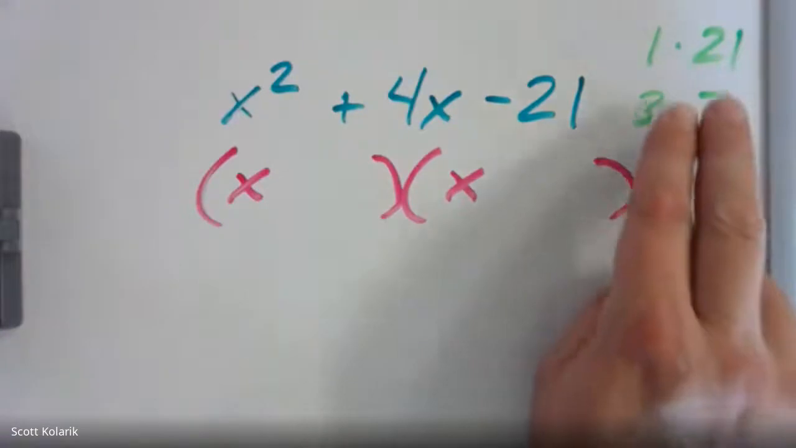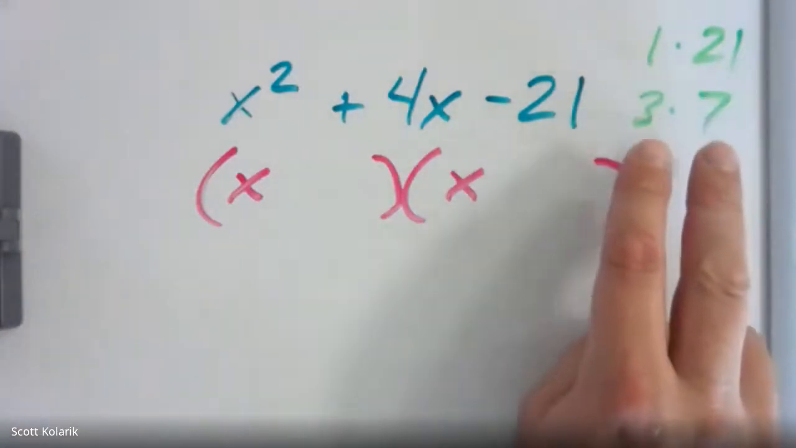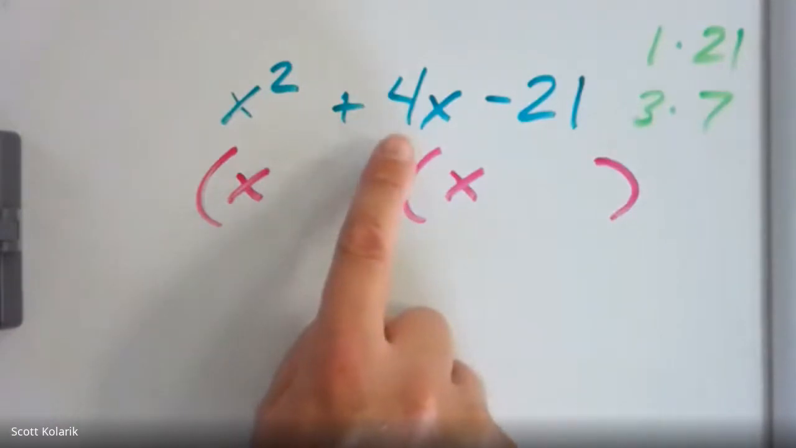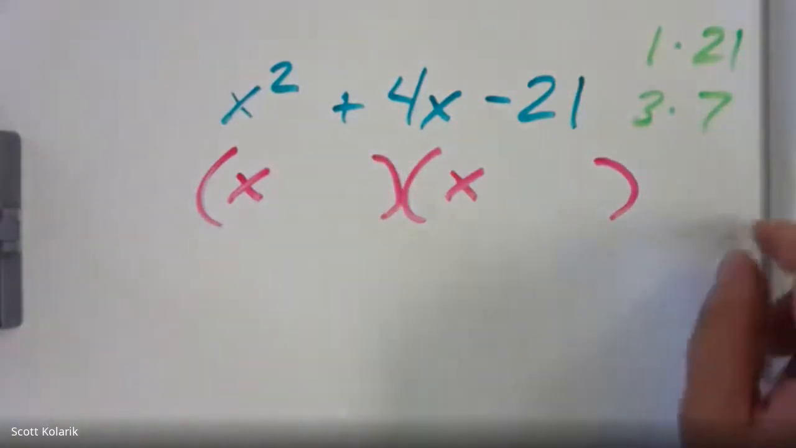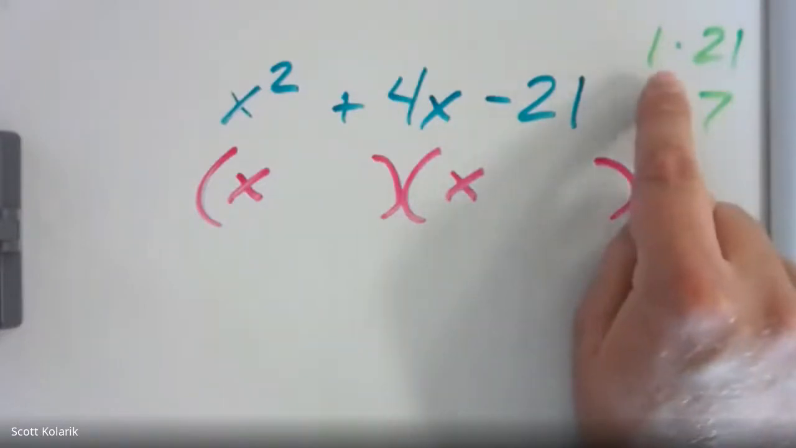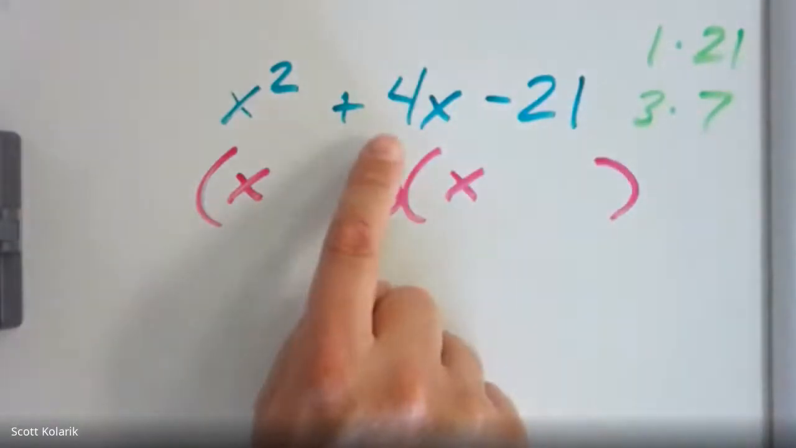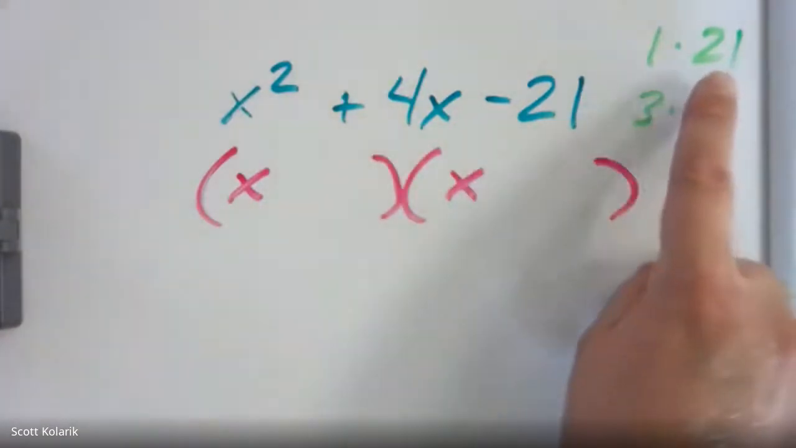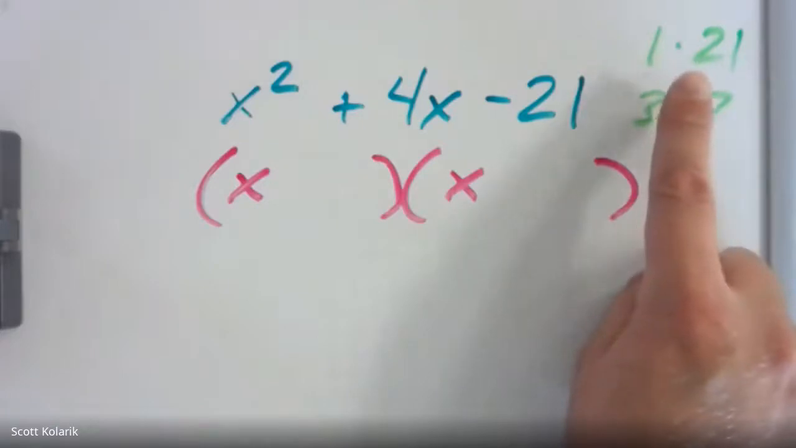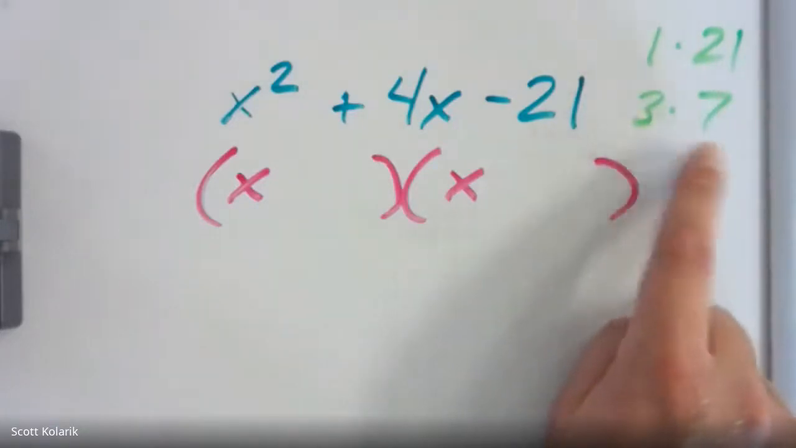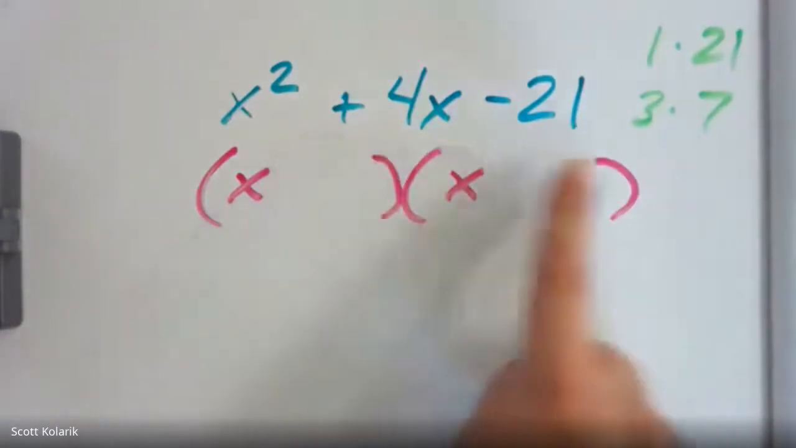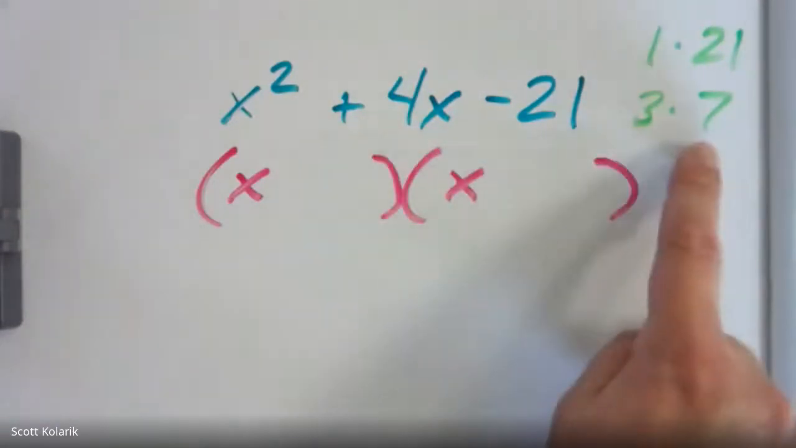But then the next question I ask is, which combination of these numbers will combine in some way to give me a +4? This one may be a little more obvious, but I'll go ahead and work through it anyway. 1 and 21, there is no way to add or subtract these numbers together to get 4. Can't happen. 21 is just too big. It's too far apart from 1. I'm either going to get something way negative or way positive. But with 3 and 7, I can combine these two in some way to get to 4. Namely, if I subtract the 3 from 7.